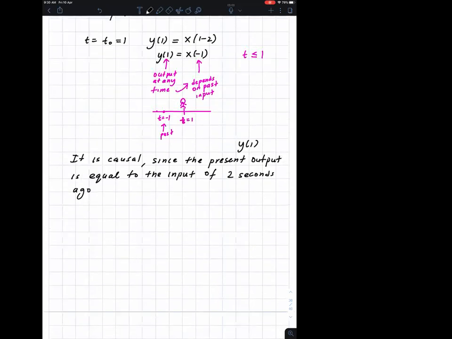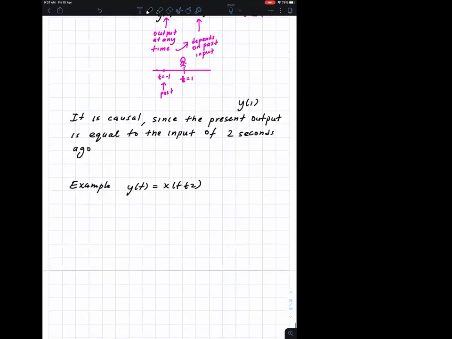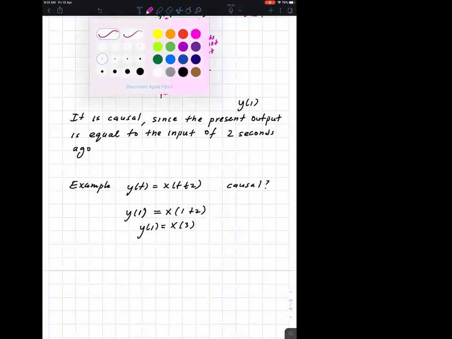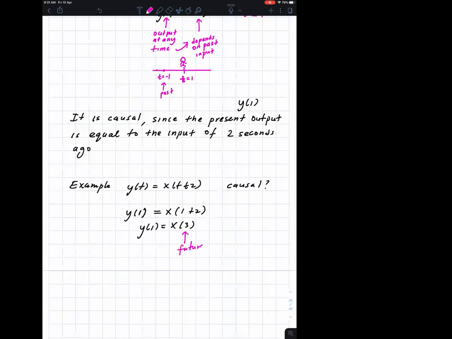Now let's look at another example here. A system yt is xt plus 2. Is this causal? Let's check. Just put an input here. Call this the output at t equals 1. It depends on what input? Put t is 1 plus 2. So y1 is x3. This is future input. So this is not causal. Output depends on future input.